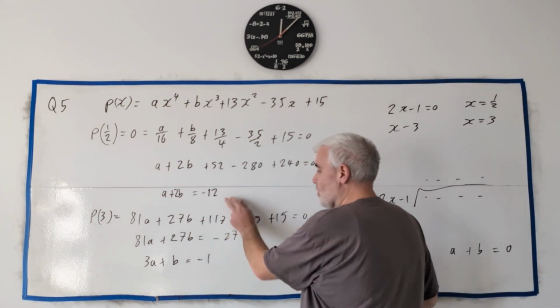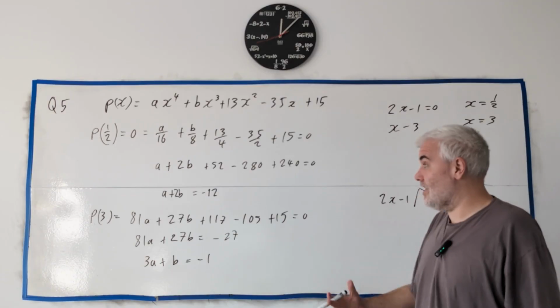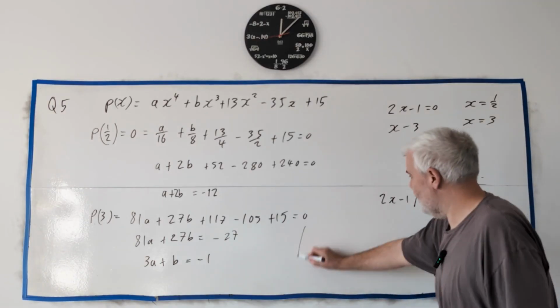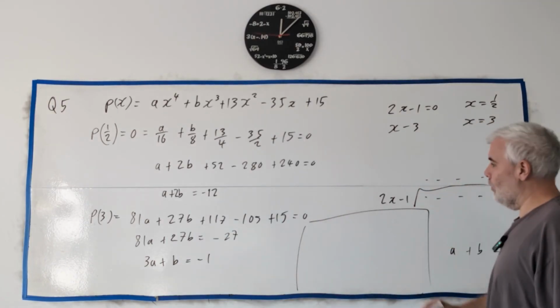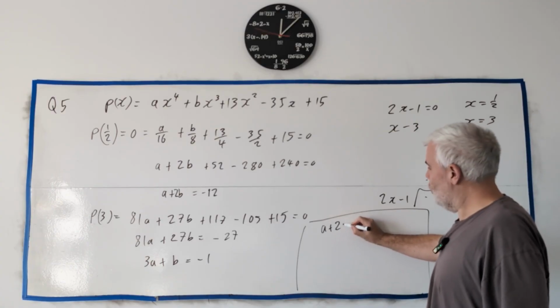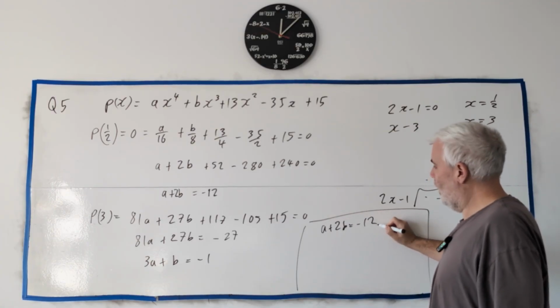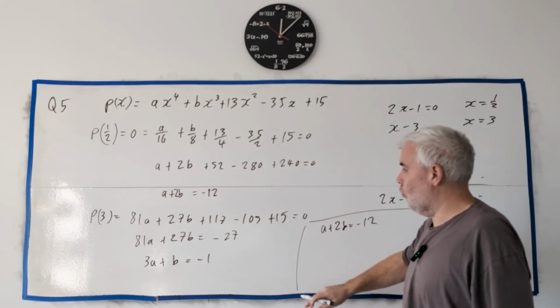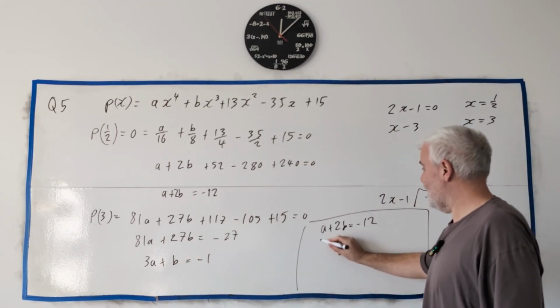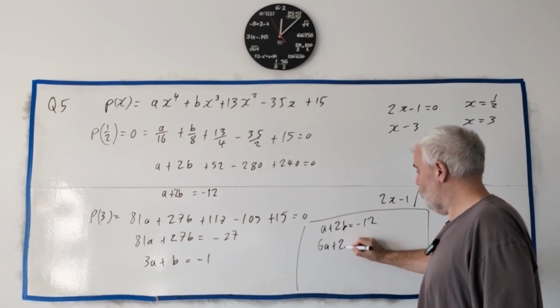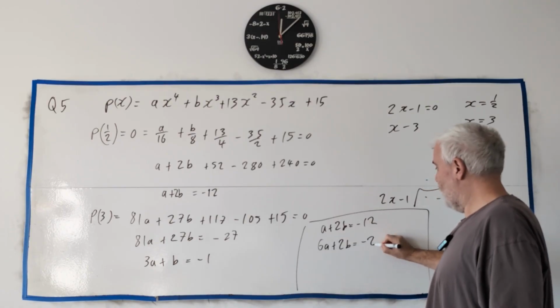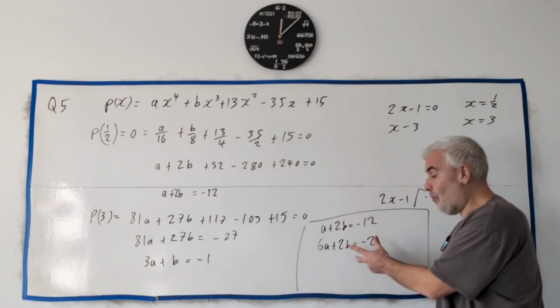There's two equations with two unknowns. We just have a simultaneous equation. I'll squeeze it in over here without rubbing anything off. A plus 2B is equal to minus 12. This one, let's write double this one. We'll write 6A plus 2B equals minus 2. That was just to line up these two B's here.